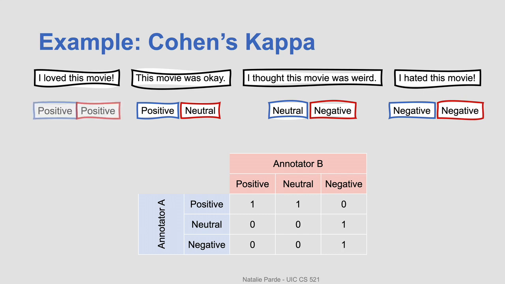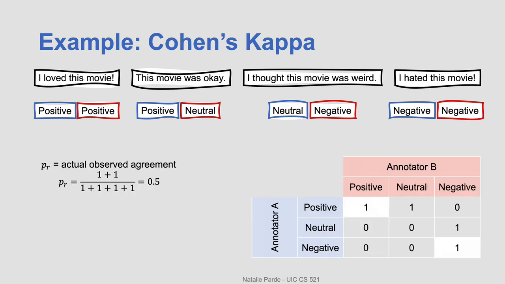So there was one case where both annotator A and annotator B marked an instance as positive, one case where annotator A marked an instance as positive, but annotator B marked it as neutral, one case where annotator A marked an instance as neutral, but annotator B marked it as negative, and one case where both annotator A and annotator B marked an instance as negative. This means that the actual observed agreement probability was 2 out of a total of 4 cases, or 0.5.